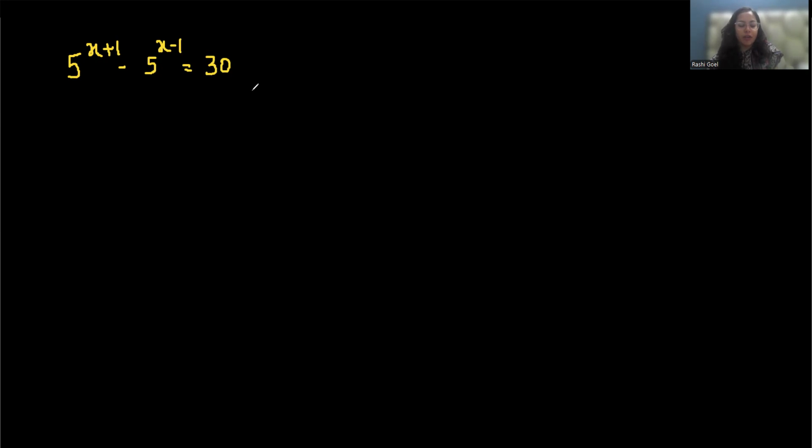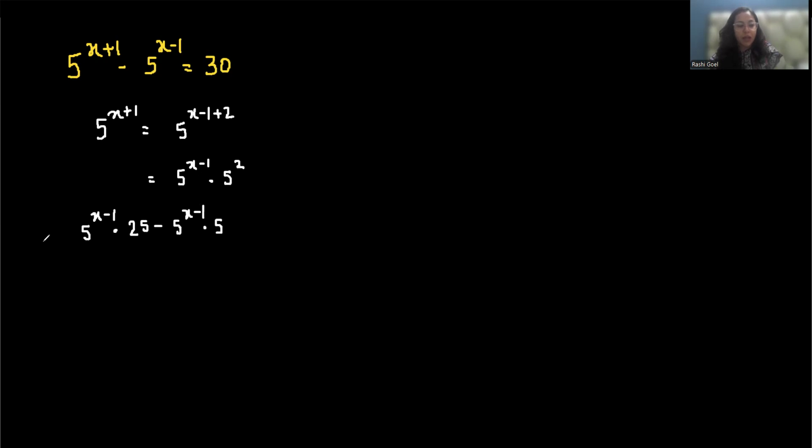So factor out 5^(x−1), the smallest power of 5. So we can write 5^(x+1) as 5^((x−1)+2), which we can write as 5^(x−1) times 5^2. So this I can write as 5^(x−1) times 5 squared, which is 25, minus 5^(x−1) times 5^0, which is 1, equals 30.